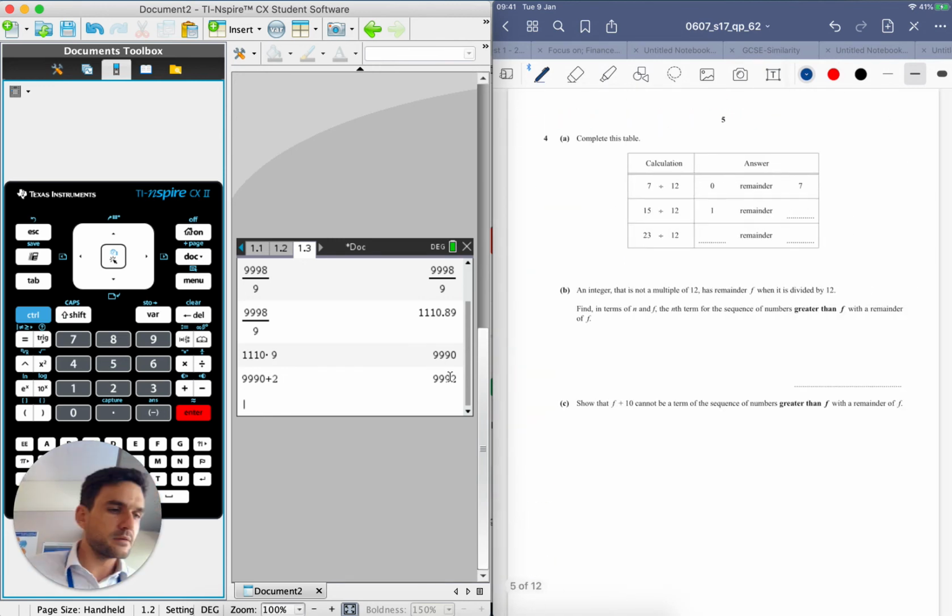Okay. Complete this table. What we've got is 7 divided by 12 is 0 remainder 7. 15 divided by 12 is 1 remainder something. Well, we can work that out, can't we? 15 divided by 12 is 1 remainder. Sorry, just get my pen correct.